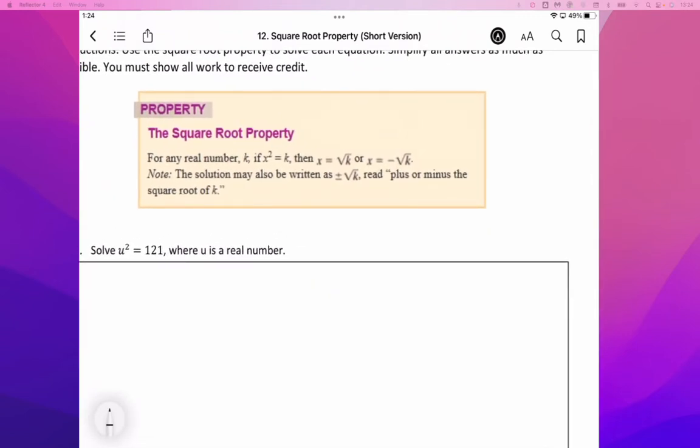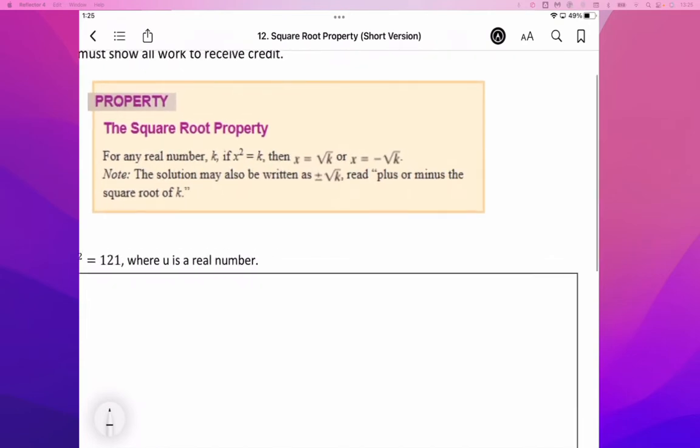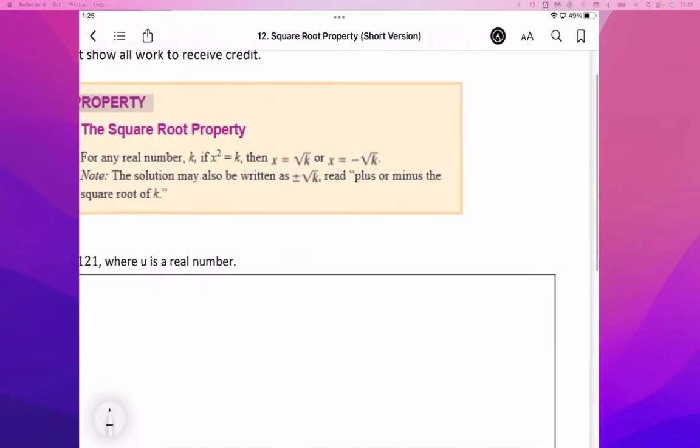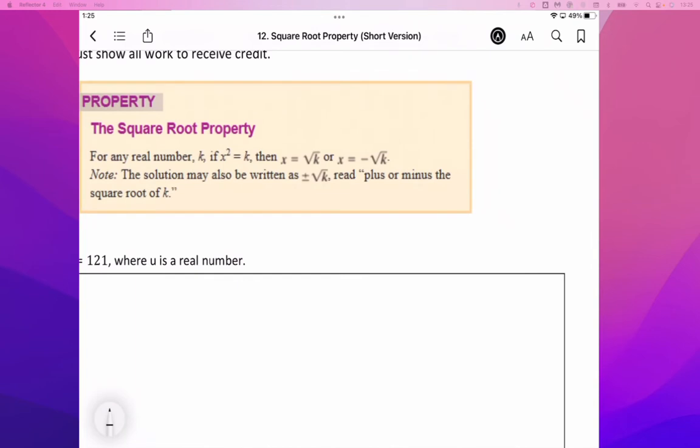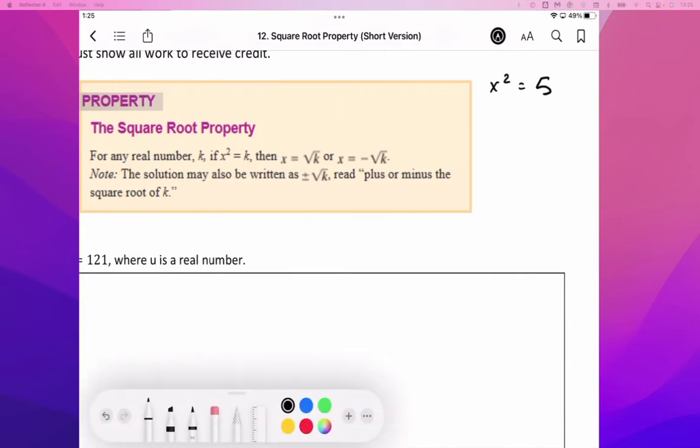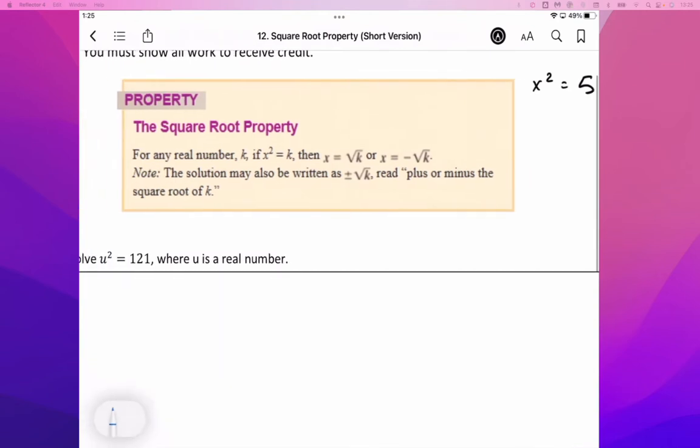So feel free to read what's in the yellow box on your own. I am not going to do that. Instead, I'm just going to describe and talk through what the yellow box is really saying. And so what the yellow box is really saying is that if we have something like x squared equals 25, we would need to recognize that in order to get the x by itself or have one x, we need to do the inverse of squaring it.